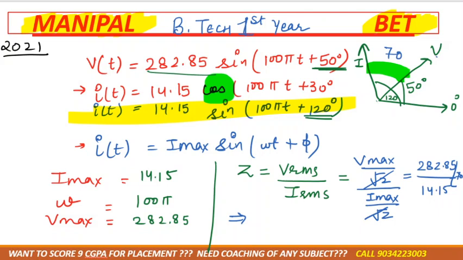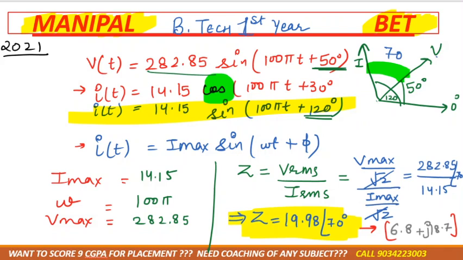So 282.85 divided by 14.15, how much will we get? Z is 19.98 and the angle you will get as 70 degree. Understood? Now this is in the polar form. Can you convert it into the rectangular form?